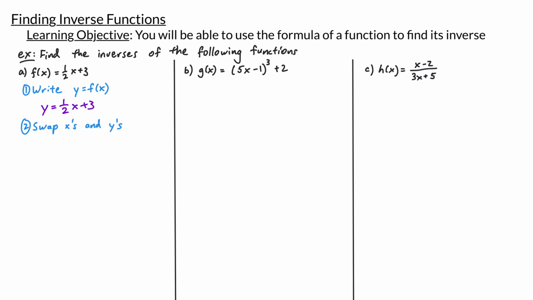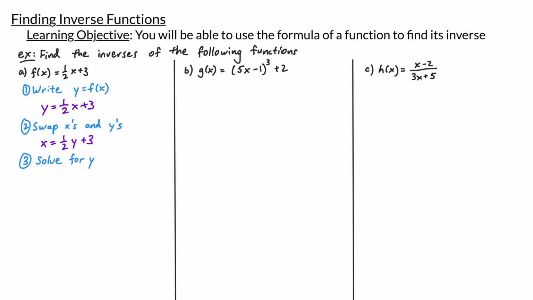If you remember from our previous videos, if we look at the points that are on the graph of our original function and the points that are on the graph of the inverse function, the x and the y coordinates are swapped. So by swapping the x's and y's in our equation, we're essentially getting an equation for the inverse function. In our example here, if we swap the x's and y's, our equation is now x equals 1/2 y plus 3. Our last step here is to solve for y, and that's going to give us the formula to find the output of the inverse function.